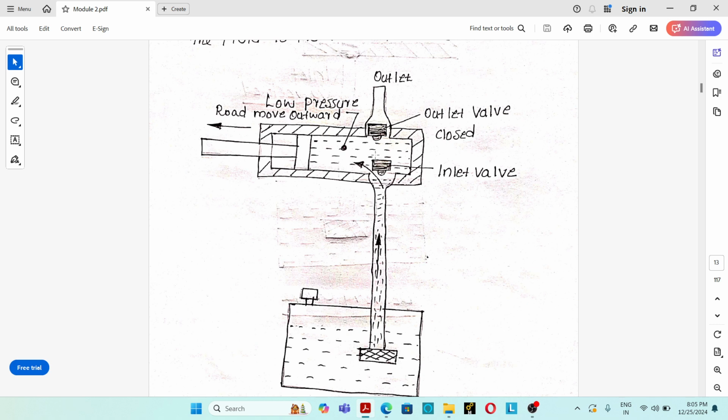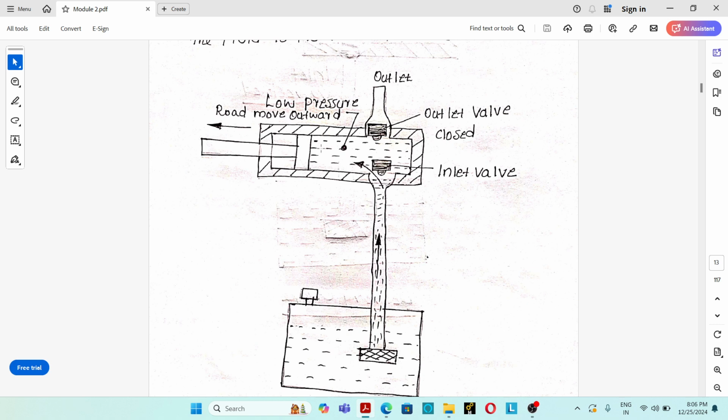Due to this partial vacuum, see here, what is the condition? Atmospheric pressure exerts a pressure over the hydraulic oil. Here is partial vacuum. So there is a pressure gradient here. So due to this pressure gradient, when the atmospheric pressure exerts pressure over the hydraulic oil, it slowly flows through the pipeline to the chamber. So hydraulic oil is filled inside the pump chamber.